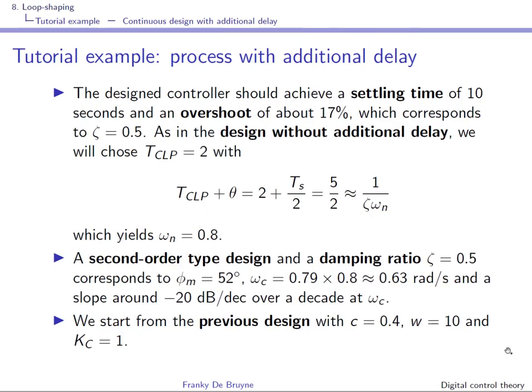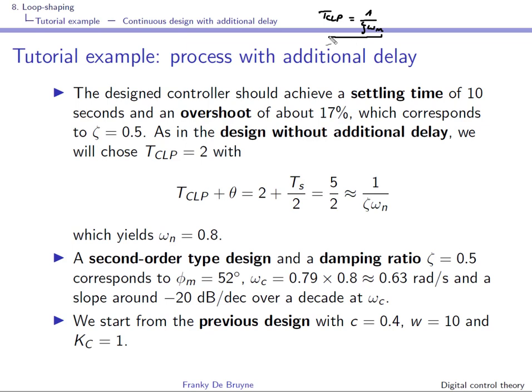We have now a process with delay. Remember that imposing this second order response with complex conjugate poles was done for a system without delays, and there we had imposed this relation which is exact.